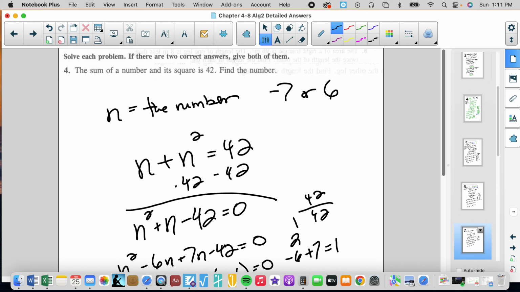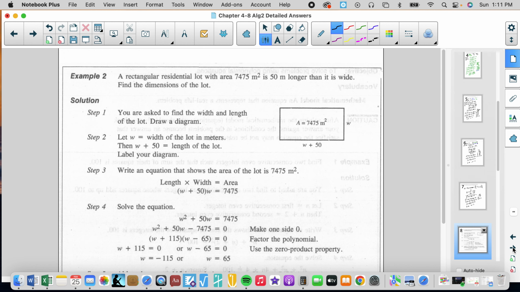Oh, that's so cool, though. So negative 7 plus 49 gives you 42, and 6 plus 36 gives you 42. That's pretty cool. That's a good one. I mean, to think about how that worked. All right, now we get area problems.